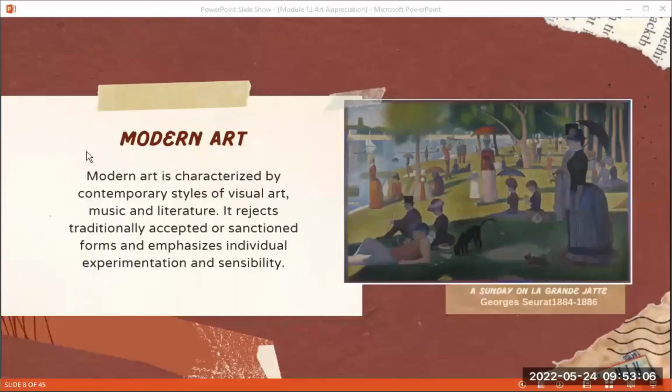Now, another technique, we have modern art. Modern art is characterized by the contemporary styles of visual art, music, and literature. It rejects traditionally accepted or sanctioned forms and emphasizes individual experimentation and sensibility. This is an example of modern art created by Georges Seurat, from 1884 to 1886. The title of the painting is A Sunday on La Grande Jatte.